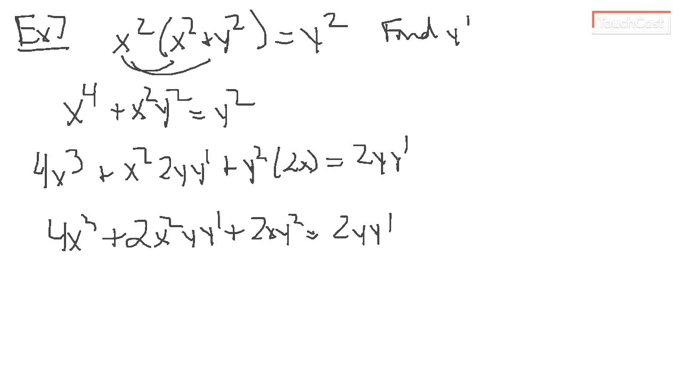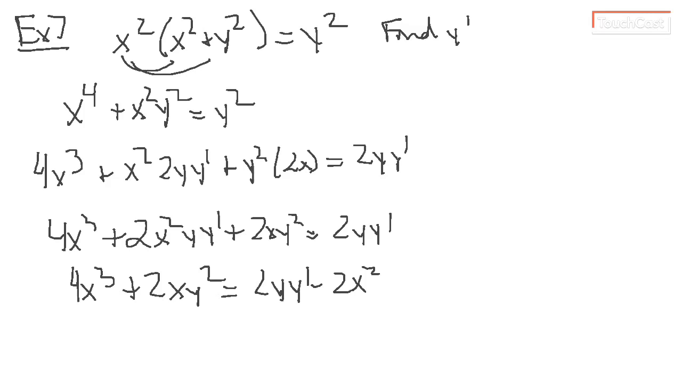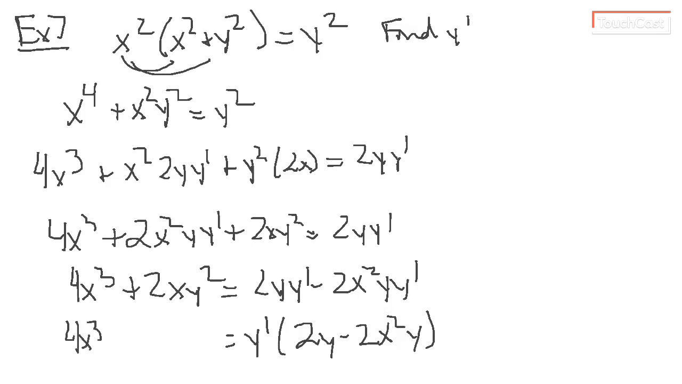And now I'm going to move all my terms with a y prime to the other side. So in my next line of work, I'm going to have 4x cubed plus 2x y squared, because I'm going to just move the 2x squared y prime to the other side. So that's going to be equal to 2y y prime minus 2x squared y prime. Now on the right, both terms have a y prime, so I'm going to factor that out. And my left side stays the same.